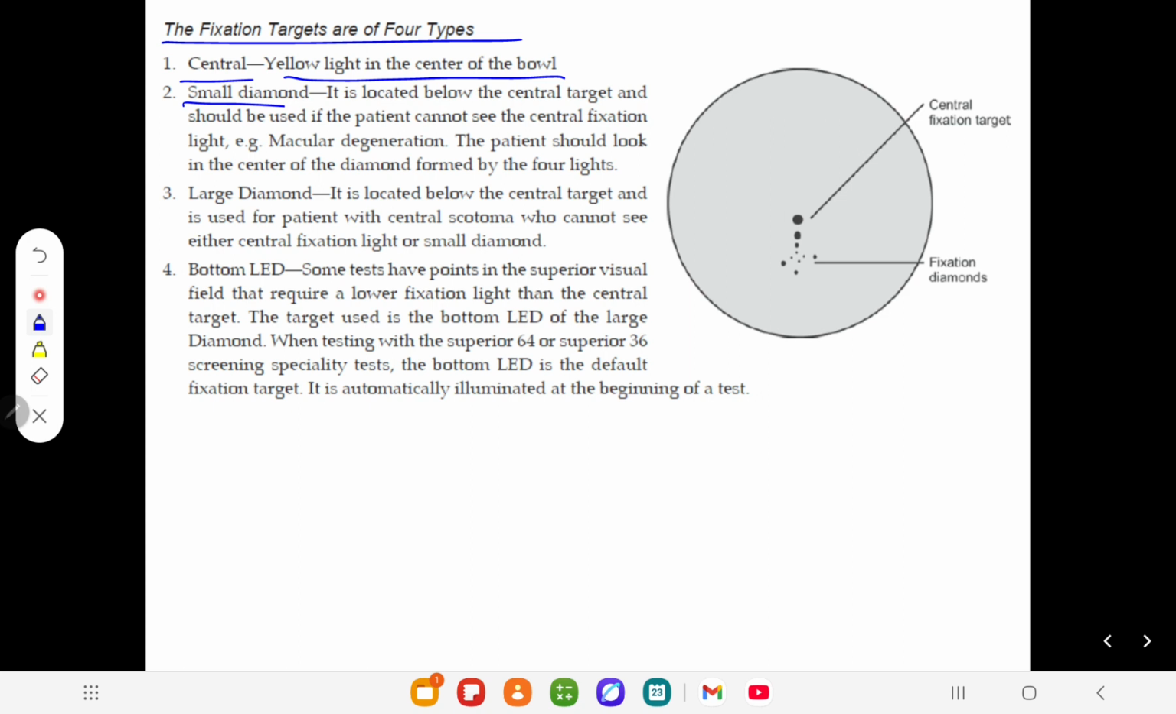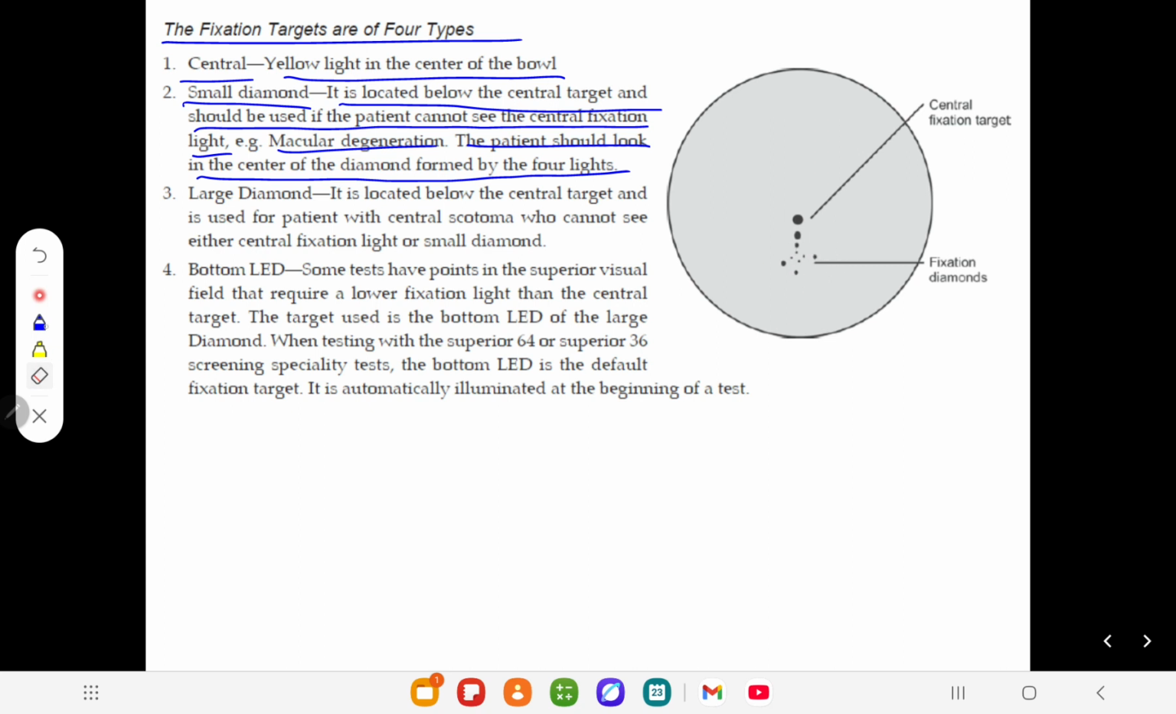Okay, small diamond, when to use? It's located below the central target and should be used when a patient cannot see the central fixation light, for example in macular degeneration. And patients should look in the center of the diamond formed by four lights, isn't it? That's the small diamond.